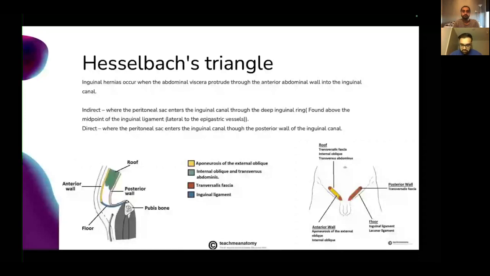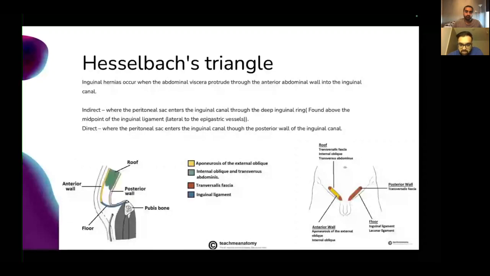So umbilical hernias, femoral hernias, for example. Now, the difference between a direct and indirect hernia is that in the direct hernia, the peritoneal sac enters the inguinal canal through the posterior wall, directly through the wall, whereas in an indirect hernia, the peritoneal sac goes through the inguinal canal and through the deep inguinal ring. Okay, so you need to know, again, this is quite tricky with the anatomy, but you need to know your borders of the inguinal canal.